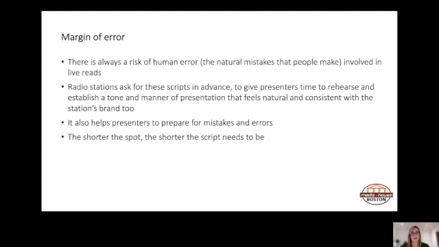So I'm going to read you a script now, which is 81 words long, which gives the presenter plenty of time to breathe and share the message clearly and succinctly, especially if you're speaking a little bit slower. The live read reads as follows.